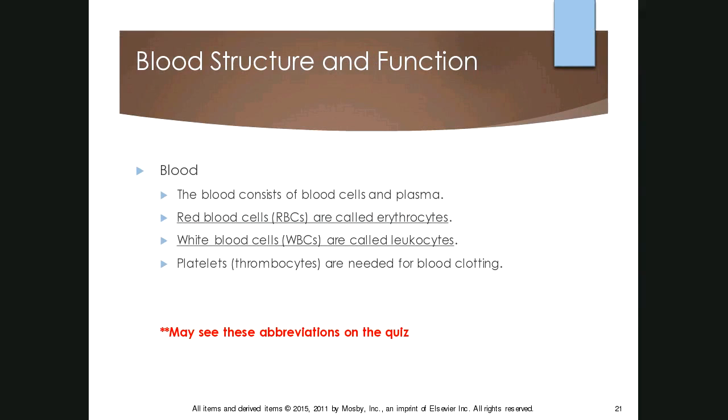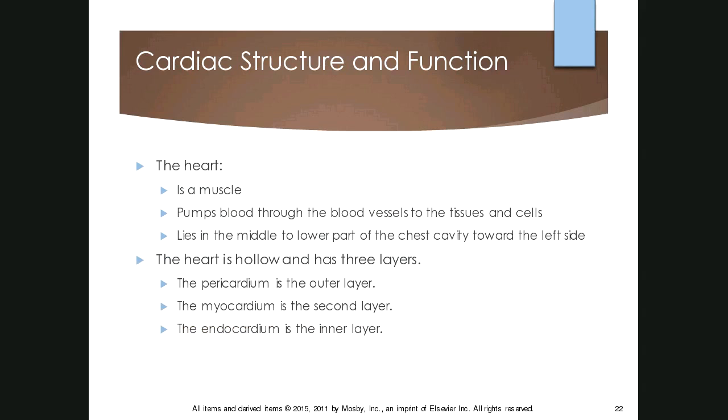As far as blood structure and function, the blood consists of blood cells and plasma. Red blood cells, which are known as RBCs, are called erythrocytes, and white blood cells, which are WBCs, are called leukocytes. Now, red blood cells, or RBCs, they carry the oxygen that we need for our bodies, and white blood cells, the leukocytes, are what help fight infection. And then we have what's called platelets or thrombocytes, and that is needed for blood clotting. So when we bleed, we got to have those platelets.